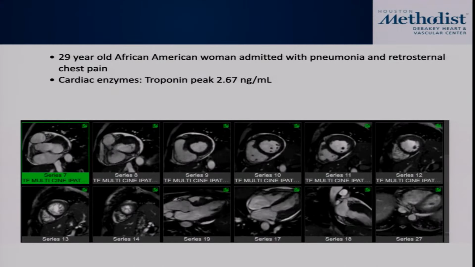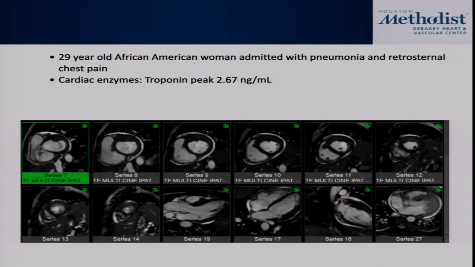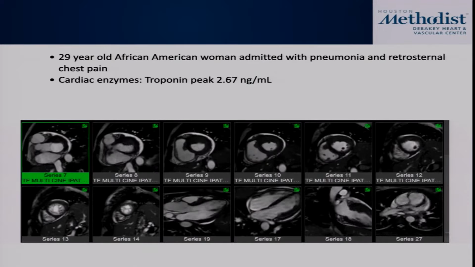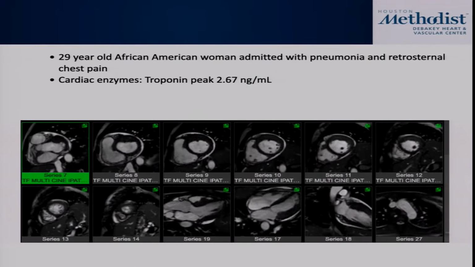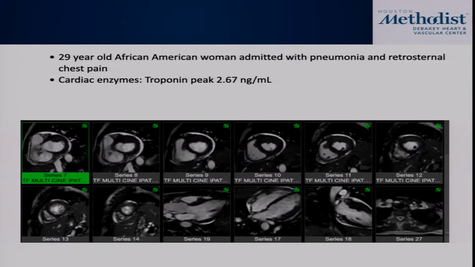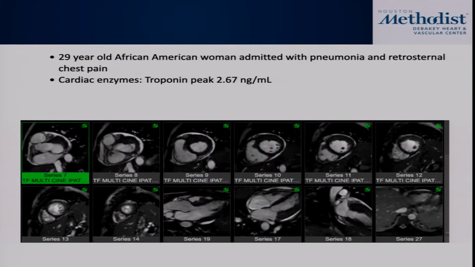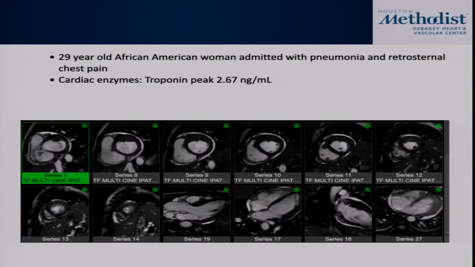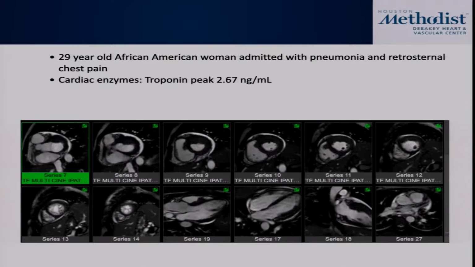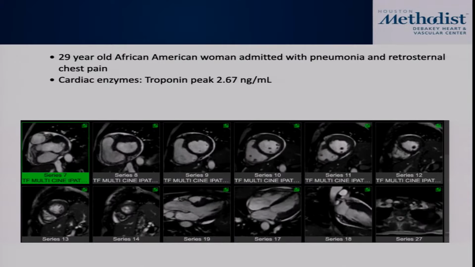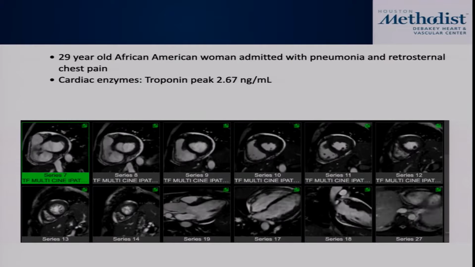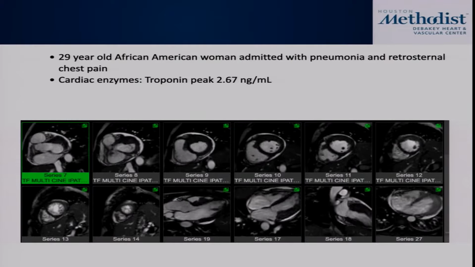Okay, here's another case. Now, this is a young patient, 29 years old, African-American woman. She gets admitted with pneumonia, and she has some retrosternal chest pain. Her cardiac enzymes show a peak troponin of 2.67. Okay, this is not the high sensitivity assay. This is the assay we used to use 4 or 5 years ago. So there's definitely some myocardial necrosis that's occurred.